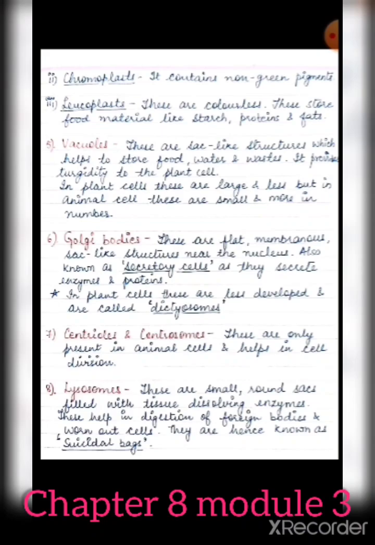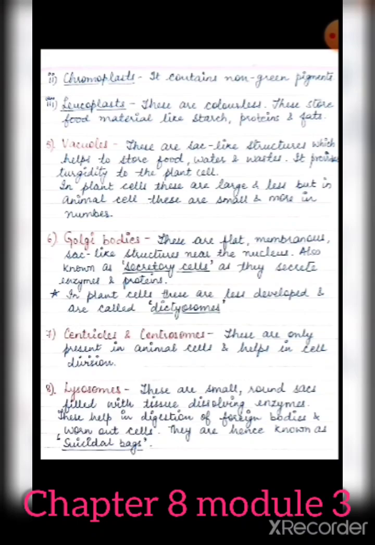Then second is chromoplasts. It contains non-green pigments. So leaving that green pigment aside, that is chlorophyll, the other pigments which are present in flowers and other parts of the plant are mainly the non-green pigments, and they are present in chromoplasts.